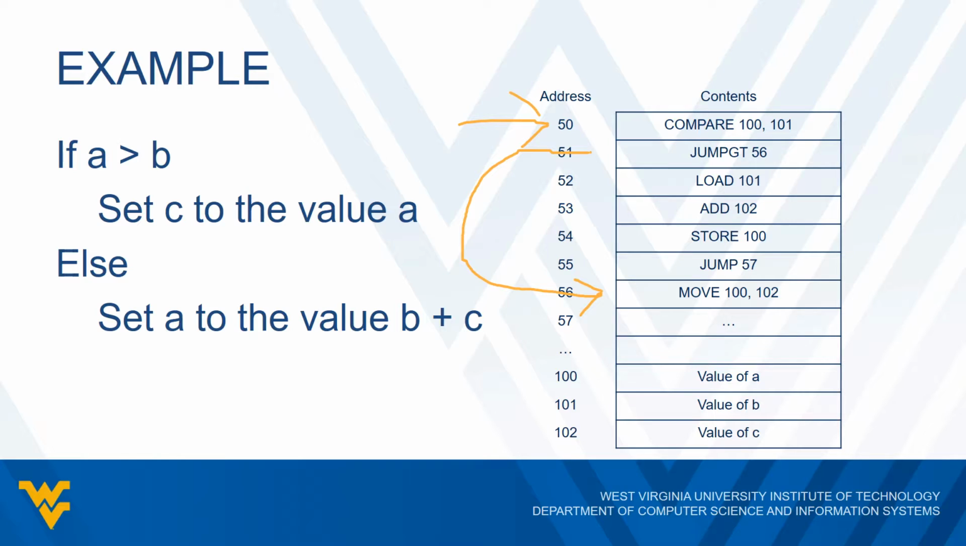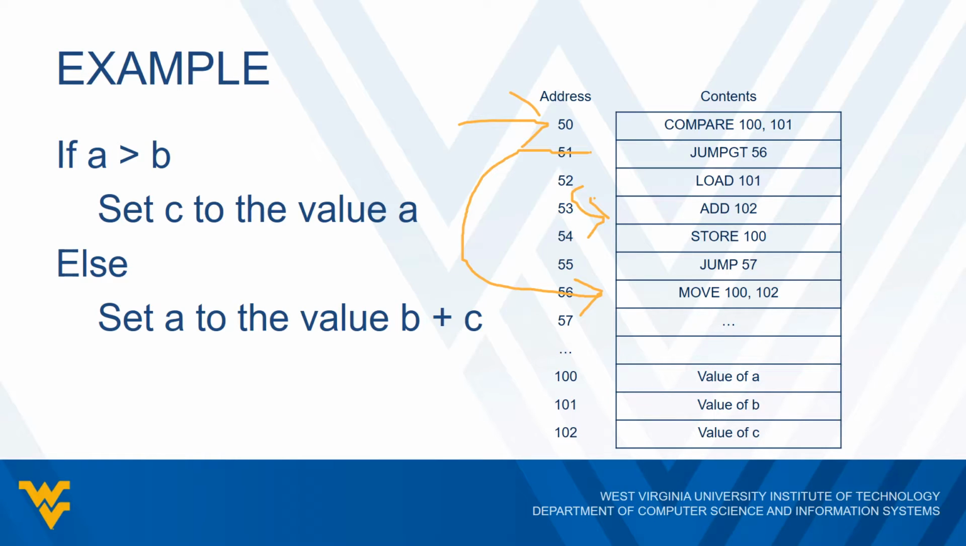is at address 52. So we would do load 101, which means we're going to load the contents of address 101 into a register. So that means we're going to load B into a register. And then we would go to instruction 53. So we would go to the next instruction right here. And we would say add 102, which means add the contents at address 102 to the register as well. So that means we're going to add C to the register, which is the same thing as adding C to B. So now our sum is stored in some register.